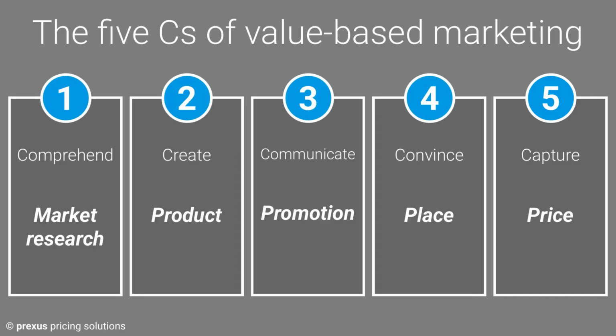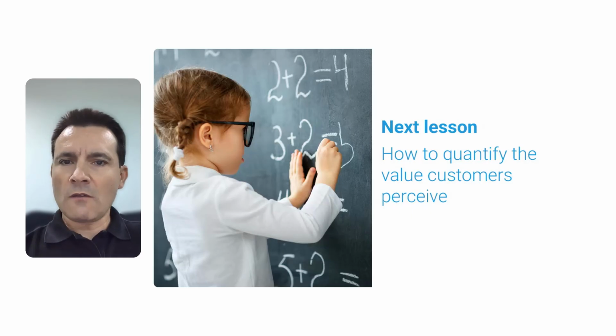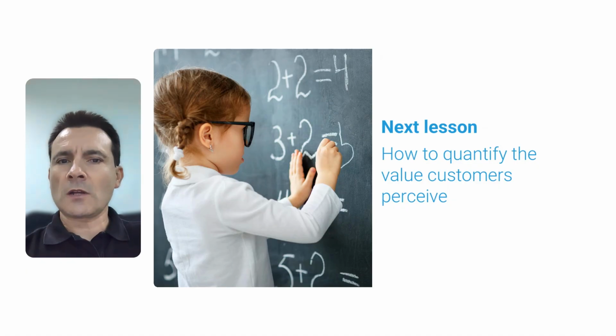To make this interpretation a little easier, one could say that the theory of the 5 C's is equivalent to traditional market research combined with the 4 P's of marketing we all know: product, promotion, place, and price. So then, how do we understand, create, communicate, and convince in order to capture the value we offer to our target customers? That's what we'll cover in the next module, where we'll talk about customer value perception and price sensitivity.